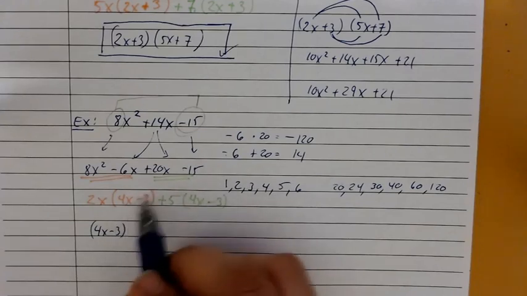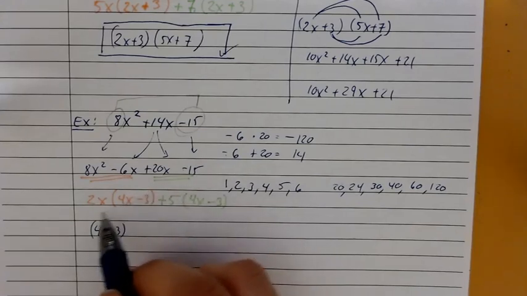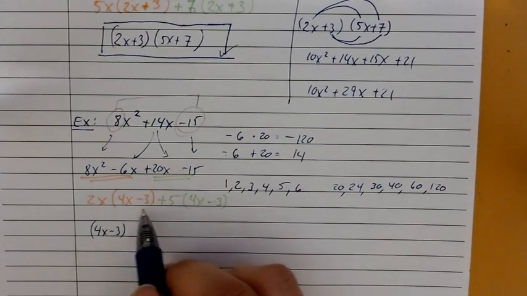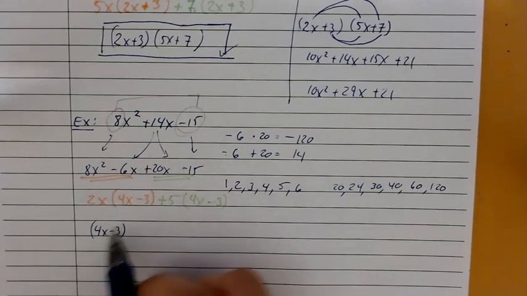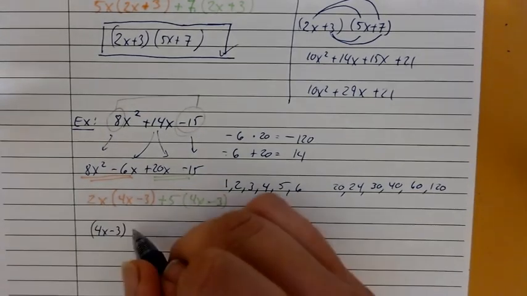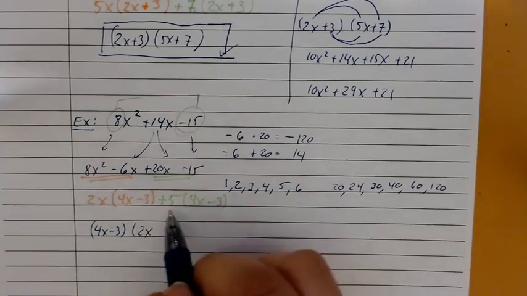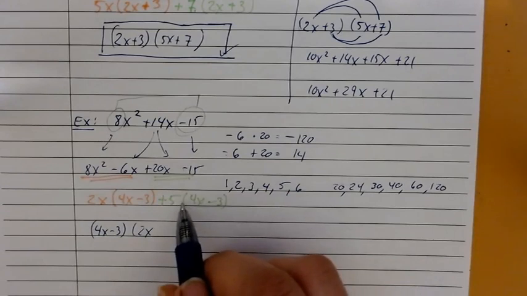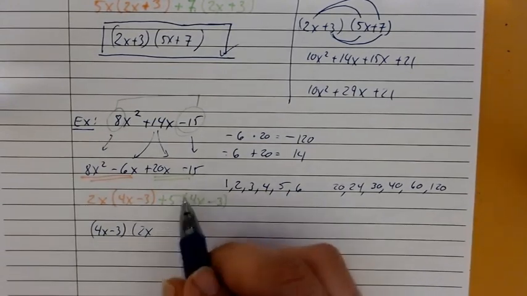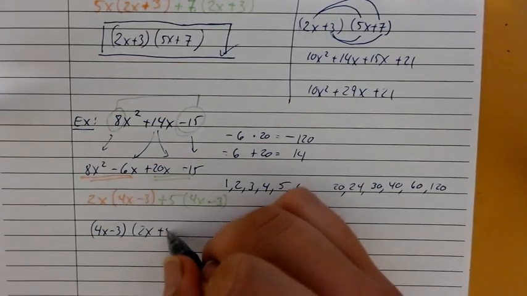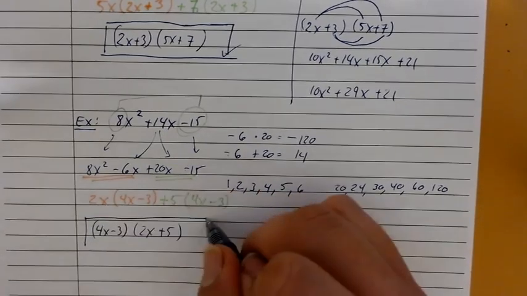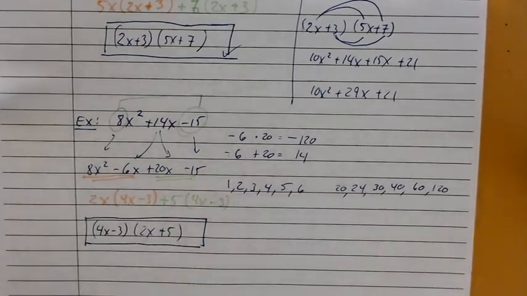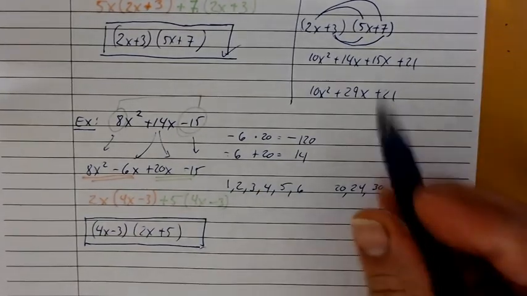When you divide out by this factor, if you take 2x times 4x minus 3 and you divide out 4x minus 3, you're just left with 2x. And same in the green, if you take 5 times 4x minus 3 and divide by the 4x minus 3, that leaves you just the plus 5. And that is the factorization. And if ever you're not sure, you can always multiply it back out, and that'll confirm that this is correct.